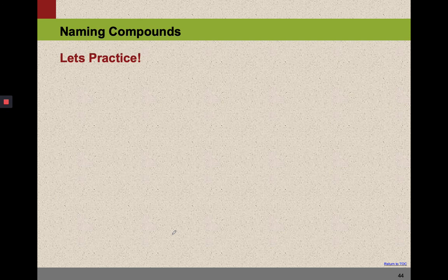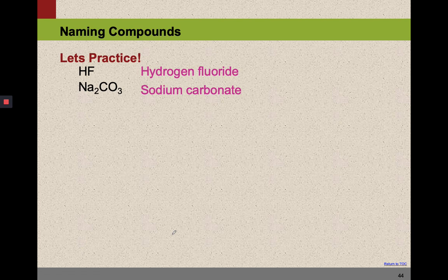So let's practice what we were talking about in the two classifications. So HF. We assume that this is in its pure form because there is no aqueous subscript. HF is hydrogen fluoride. Na2CO3, so this is a ternary salt. This is not an acid, but it's a salt. It's made up of an anion and a cation bonding together, although the anion is polyatomic. So this is sodium carbonate, right?